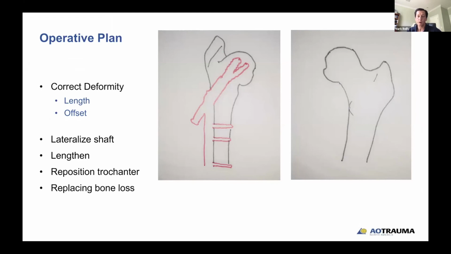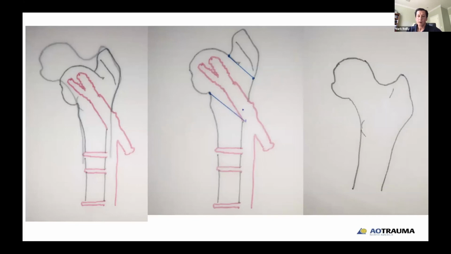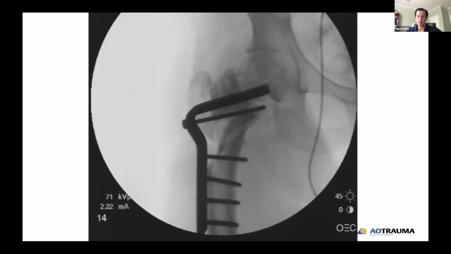We want to improve the offset between the femoral head and the shaft. That's going to require lateralizing her shaft, lengthening her along a long oblique osteotomy, repositioning her trochanter, and replacing the bone graft with allograft. So the osteotomy looked something like this, with trying to restore her neck length by lateralizing her through the obliquity. There was also a small closing wedge to increase the valgus at her fracture site, and then to bring her trochanter down and fill the resultant space with bone graft.